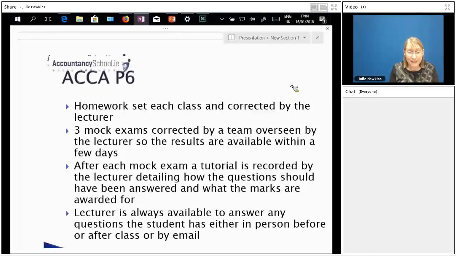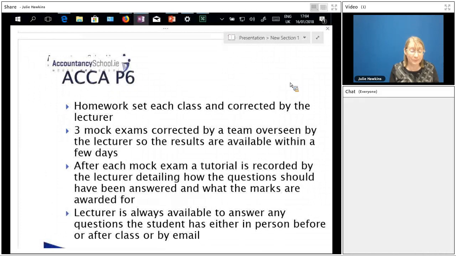People who do very badly in homework, which is fine because the more mistakes you make, the better you actually get, I would give additional questions to do so that I would be happy that the student understands the point. Plus, I have three mock exams for each course, and the first mock exam only covers the capital taxes, but the final two mock exams cover the entire syllabus.